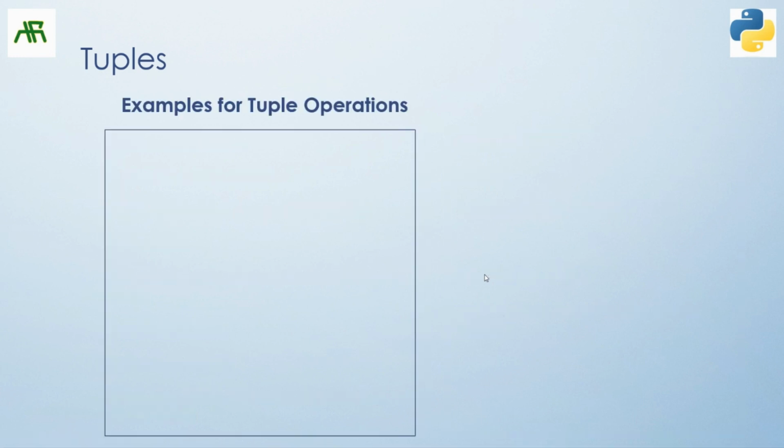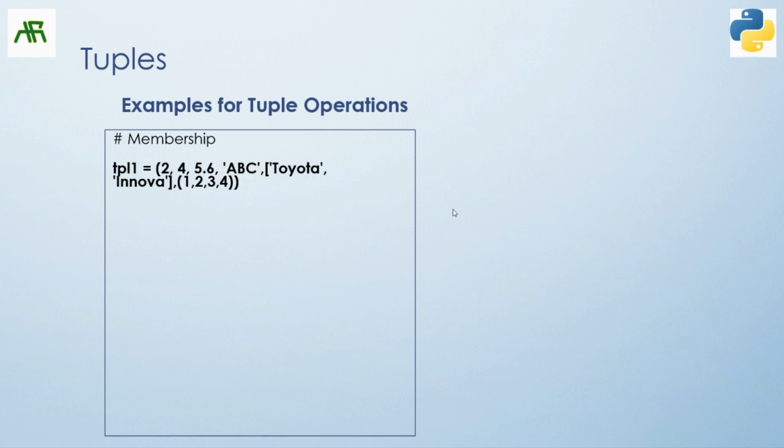Next operation is membership. We have the same example, same tuple here with numbers, string, list, and tuple elements. And I'm going to look for the string ABC in the tuple. Since ABC is part of the tuple, or an element of the tuple, I'm going to get true. The next one, I'm going to look for Toyota as an element.